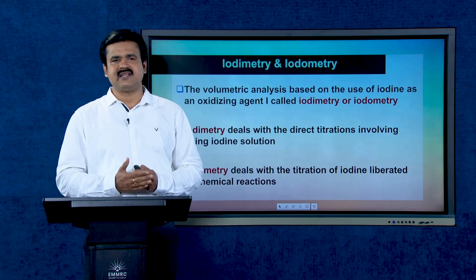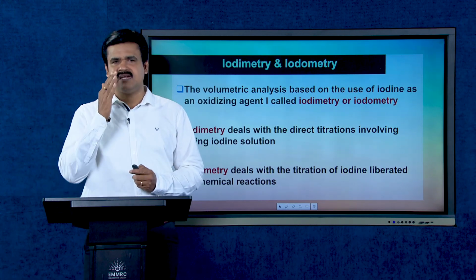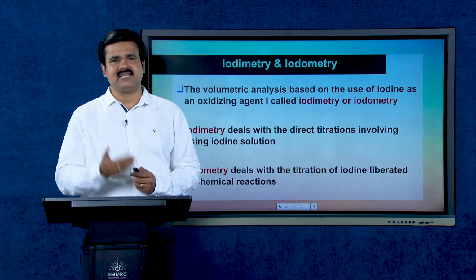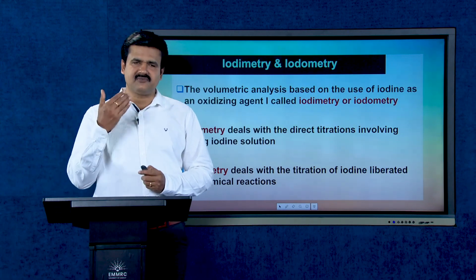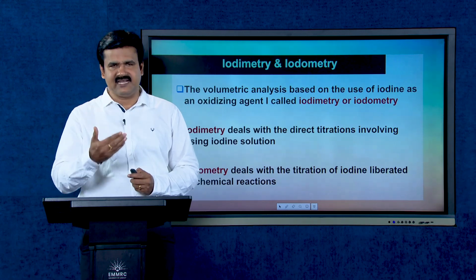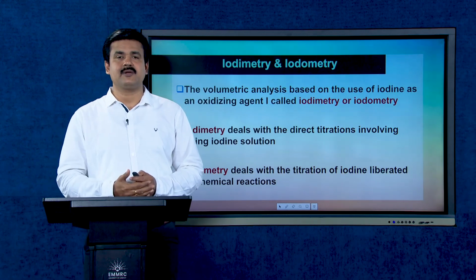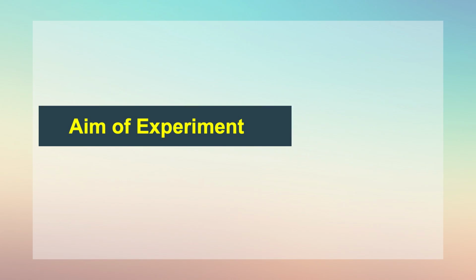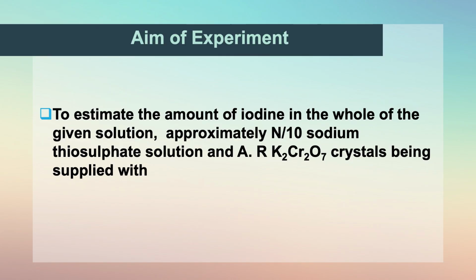In iodimetry, we are using a solution of iodine directly. However, in the case of iodometry, we are performing titration reactions with the iodine liberated during a particular reaction. Now, aim of the present experiment. The aim of the experiment is to estimate the amount of iodine in the whole of the given solution.